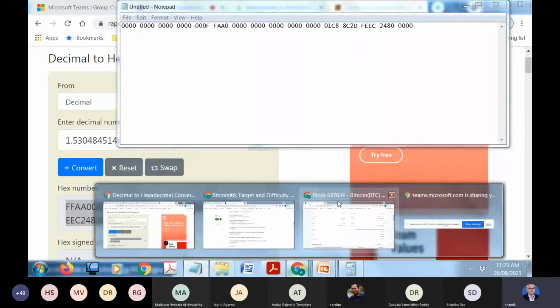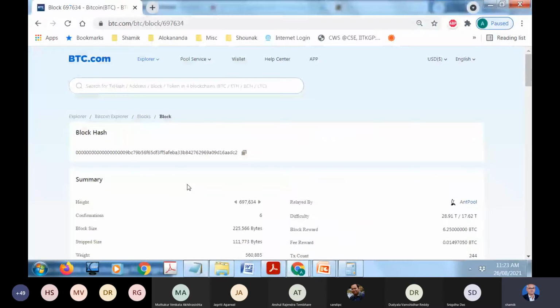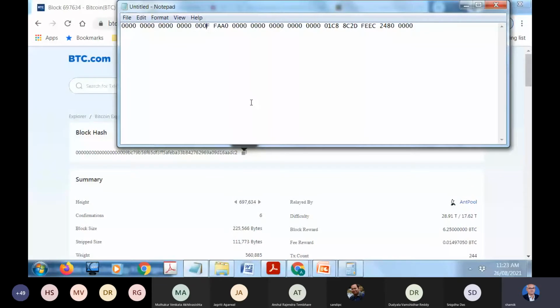I am taking this number from here and pasting it right below the required difficulty. The rest of it we don't need. What you are seeing here is that we needed 15 leading zeros and then F, and we got 15 leading zeros and 9. So you see that the hash we got is less than the desired level of difficulty.